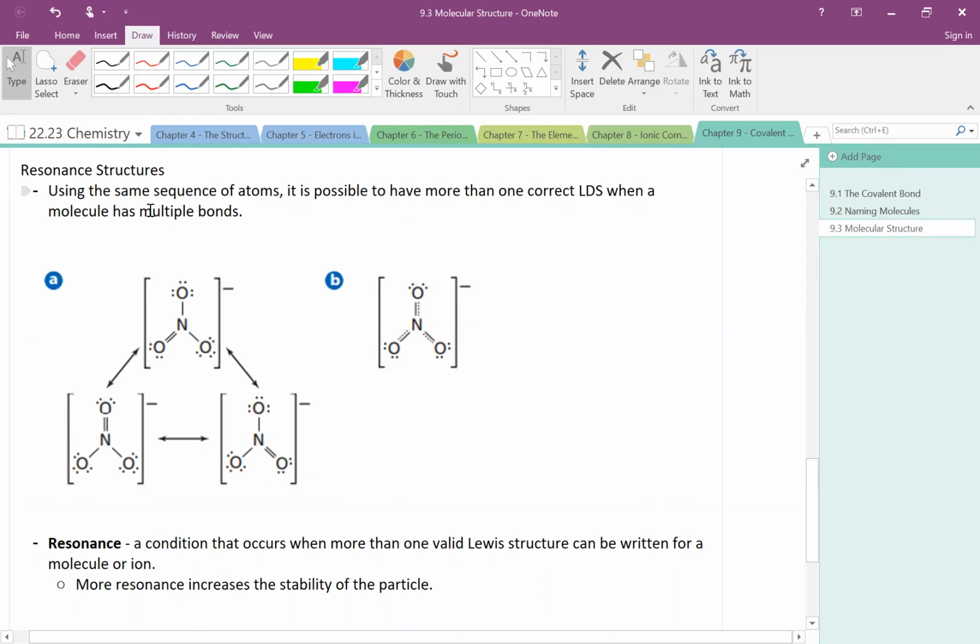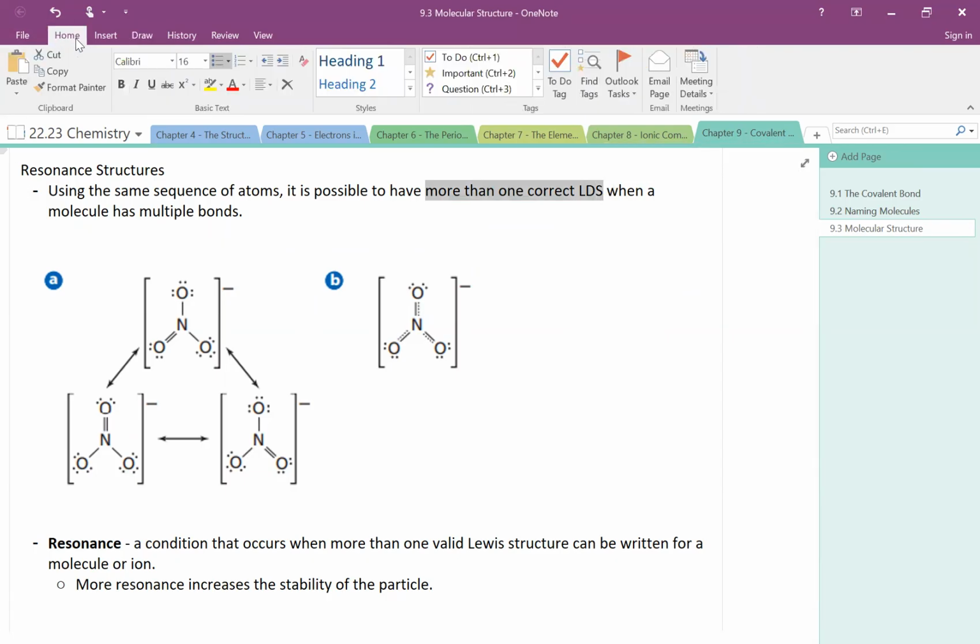When you have multiple bonds in an atom, it could be the case that there is more than one correct Lewis dot structure possible. So I'm going to highlight this. More than one correct Lewis dot structure could be possible. It's not always the case, but it can be the case. If it is, the molecule would be something like this here.